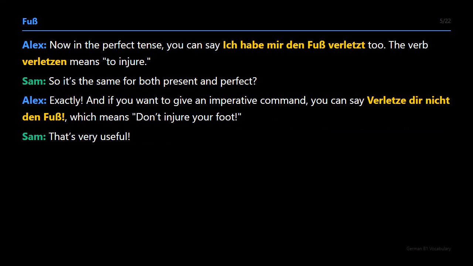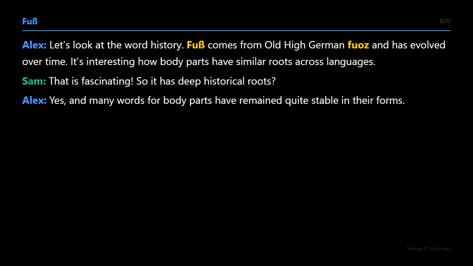That's very useful. Let's look at the word history. Fuß comes from Old High German Fuß, and has evolved over time. It's interesting how body parts have similar roots across languages. That is fascinating. So it has deep historical roots. Yes, and many words for body parts have remained quite stable in their forms.